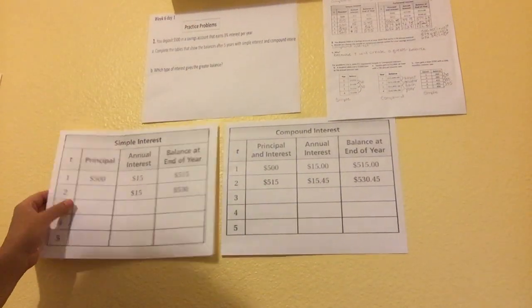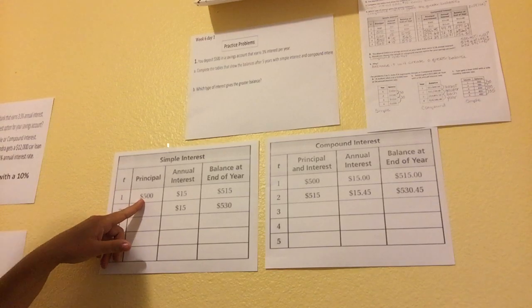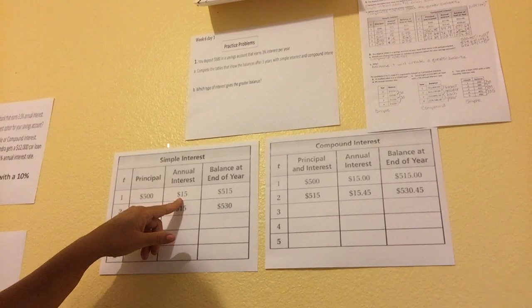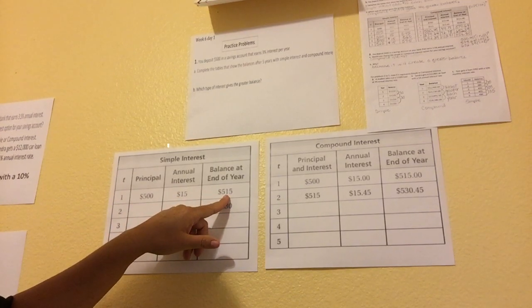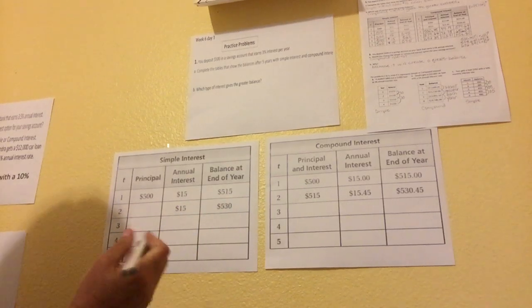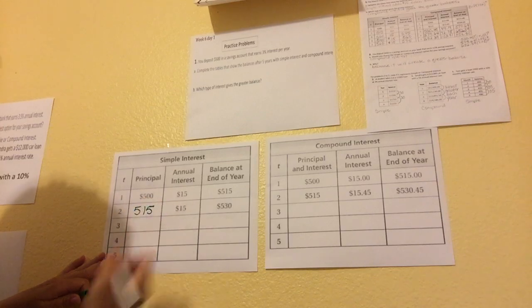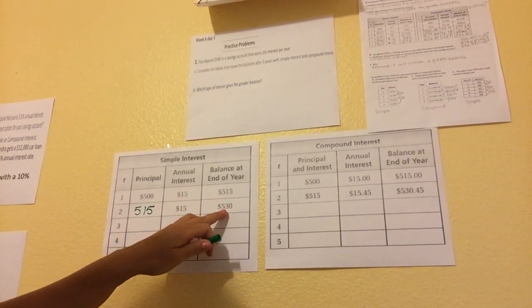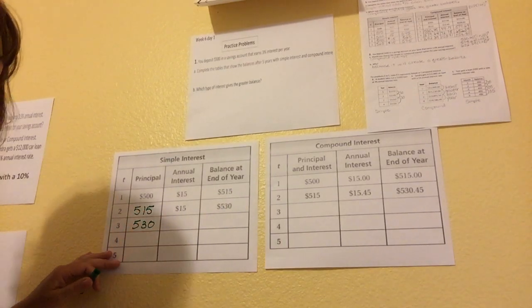Okay, so with simple interest over here, let me turn that a little bit. So for simple interest, you have $500. Okay, that's your principal. Then your annual interest is $15, and then you get $515 at the end of the year. So for simple interest, it is simple. You just put $515, okay? And then they added 15, and then you get $530. The $530 goes right here, okay?